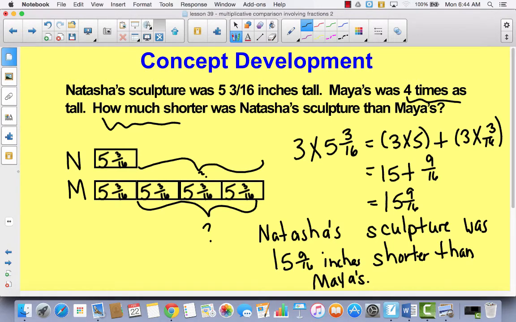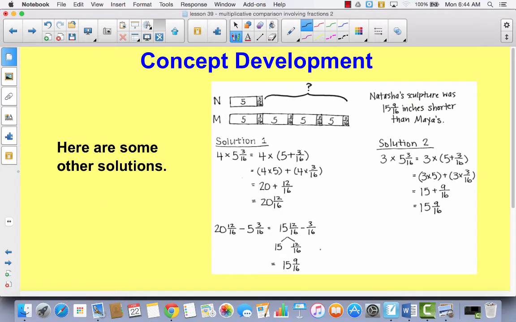Okay, so let's take a look at how they solved it. All right, so here you can see that they have the same model that we have. They have the comparison here. Here's Natasha, and here's Maya. She has 4 times as much. So their first solution is, look at what they did. They solved for Maya. So they went ahead and did 4 times 5 and 3/16, which gave them 20 and 12/16. And then they subtracted 5 and 3/16 from 20 and 12/16, and that gave 15 and 9/16, because they subtracted the whole numbers, and then 12/16 minus 3/16.